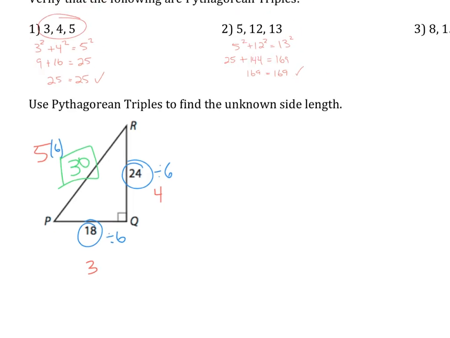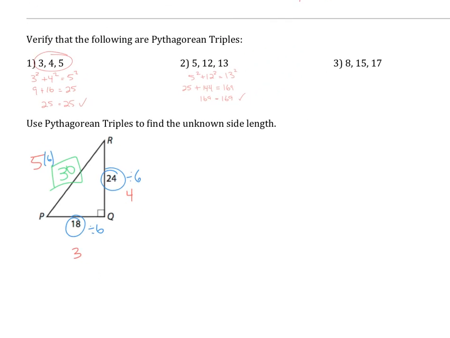Okay, so that's kind of the nice thing. If you remember some of these Pythagorean triples, 3, 4, 5, 5, 12, 13. And again, we don't see them a ton, but if you can recognize them at times, they're just nice little shortcuts.